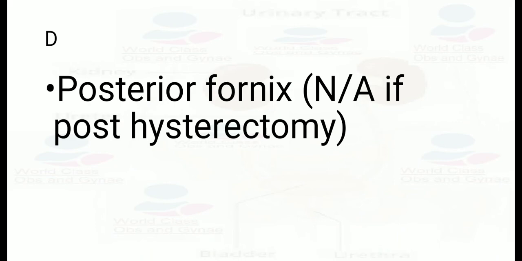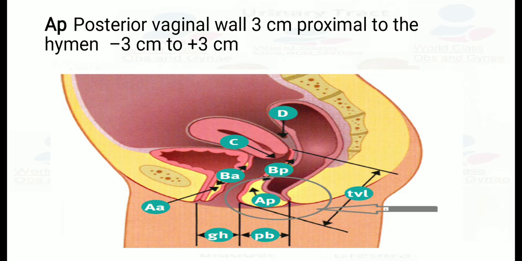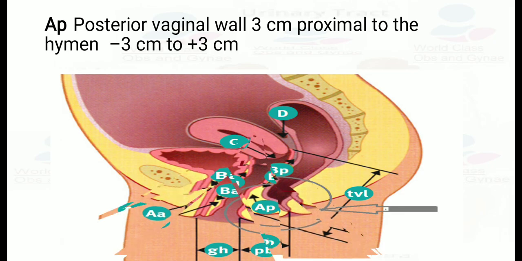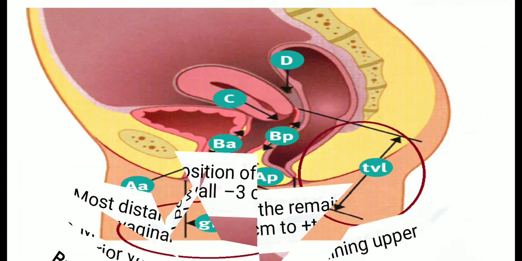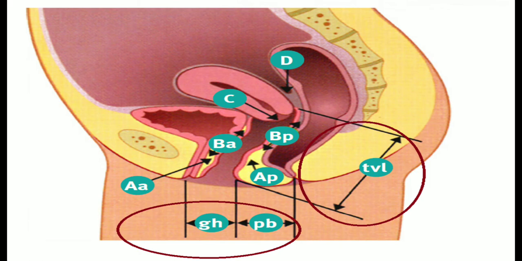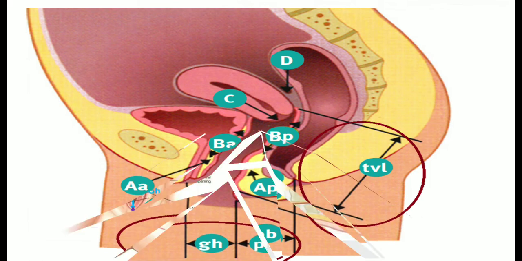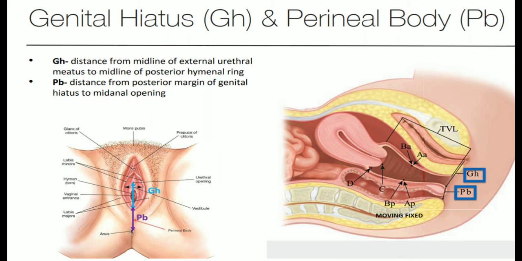Posterior vaginal fornix, not applicable if post hysterectomy. And Ap: posterior vaginal wall 3 cm proximal to the hymen, minus 3 cm to plus 3 cm. Bp, B of the posterior. So Bp: most distal position of the remaining upper posterior vaginal wall, minus 3 to plus TVL. Okay, now TVL, genital hiatus, perineal body. Okay, genital hiatus and perineal body.